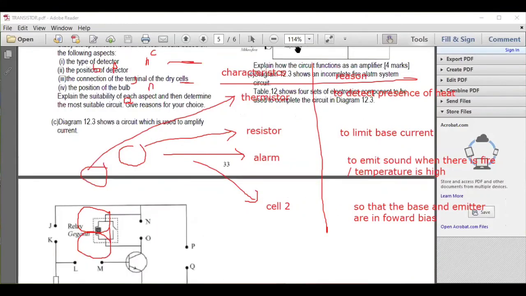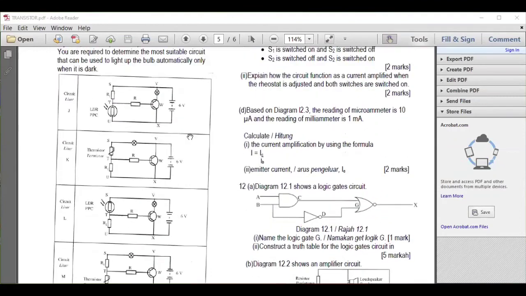Now, basically for transistor, you only have LDR and thermistor. Usually for LDR, for example, you want the bulb to light up automatically when dark. That means we want the transistor to be switched on when dark. That means when dark on, when bright off. So the LDR must always be down. How to remember? Very simple, because LDR starts with L, just remember L as low. That means the LDR will be at the lower position. Usually for LDR, we want it to function when dark, and when bright we don't want it to be on. So the position is down here, the lower position.